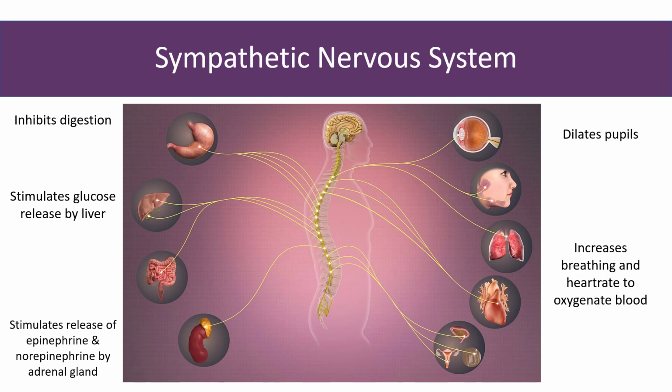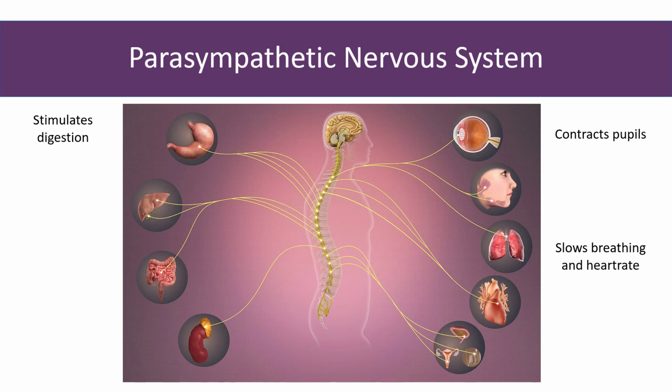And then when it's time to get back to homeostasis, the parasympathetic nervous system kicks in. Your gut starts working like it's supposed to. Your liver's not producing as much glucose. Your pupils contract and you relax, and your breathing and your heart rate begin to come down. Parasympathetic nervous system.